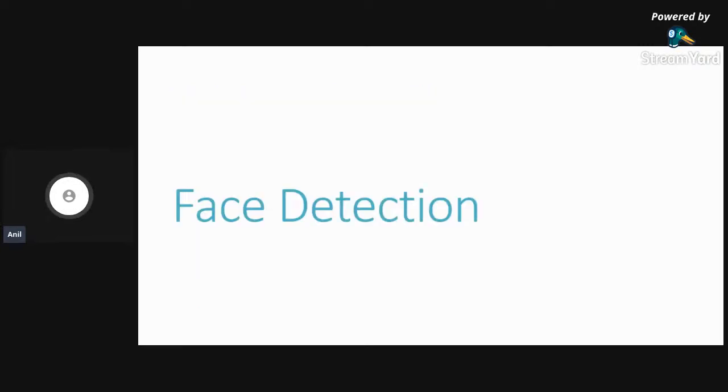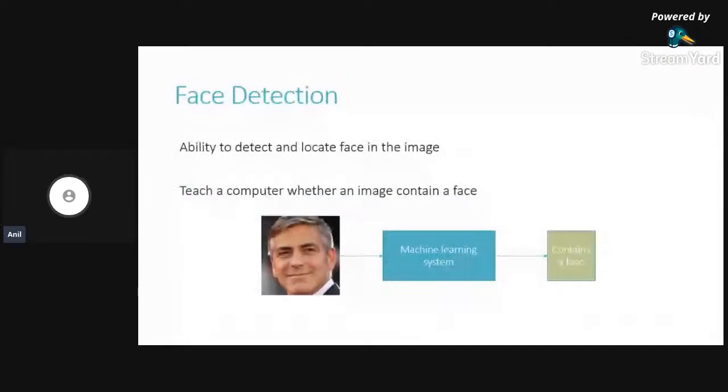So this is what I had in the first two sections. Maybe we will proceed with the third section, which is about face detection, and then we will talk about face recognition, and we will see some live examples to code in Python. So let's proceed with face detection. Face detection is just the ability to detect and locate faces in an image. That means we are teaching a computer whether an image contains a face or doesn't contain a face.